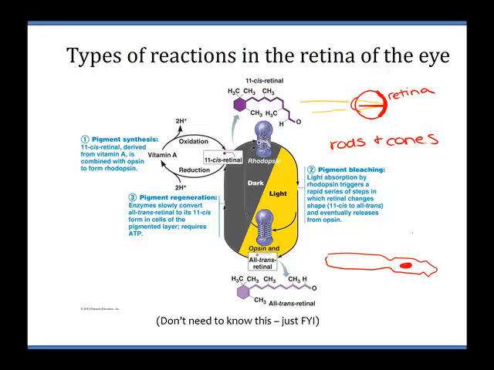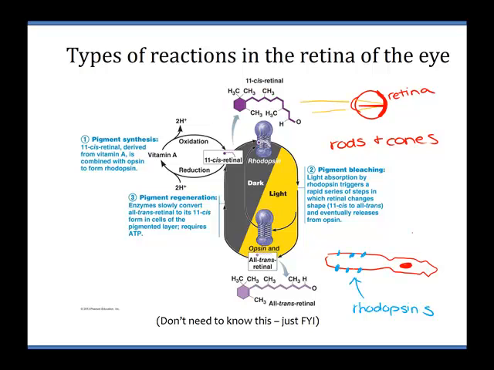So embedded in the rod cell, we have these transmembrane proteins. These transmembrane proteins are involved in cell signaling. They're involved in signal transduction. They are called rhodopsins. These transmembrane proteins are called rhodopsins. And these rhodopsins are sensitive to light.